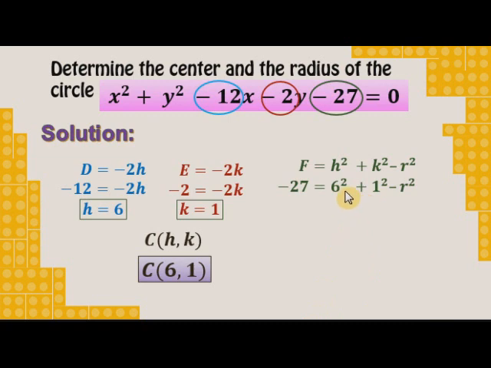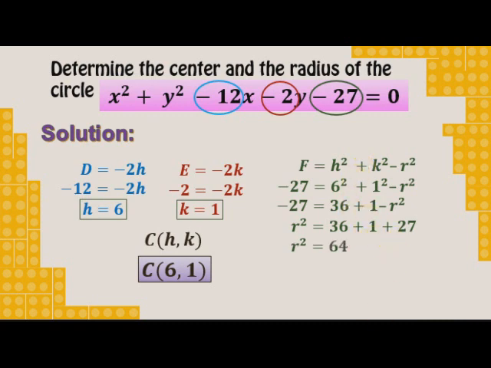We can have the square of 6, which is equal to 36, and the square of 1, which is equal to 1. And then you are going to apply algebraic manipulation. You may use transposition. Then this is negative R squared. What your goal is positive R squared, so you are going to transpose this on the left side. That will become now R squared is equal to 36 plus 1 plus 27. Be careful with the signs once you transpose.